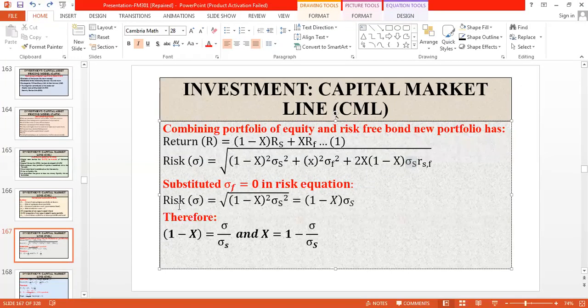So risk sigma, that means the risk of the combined portfolio, is equal to the root of 1 minus x square into sigma s square. If we remove the root, it will be 1 minus x into sigma s. Therefore, 1 minus x is equal to sigma by sigma s. And x is equal to, bringing 1 to the opposite side, 1 minus sigma by sigma s.